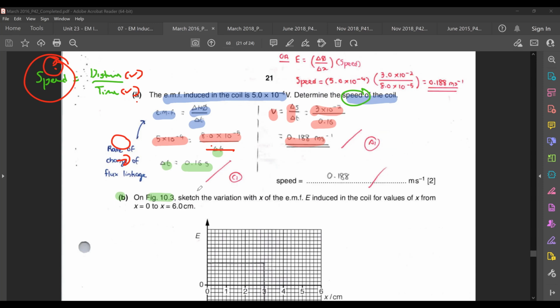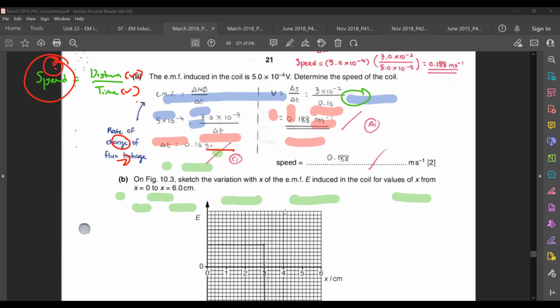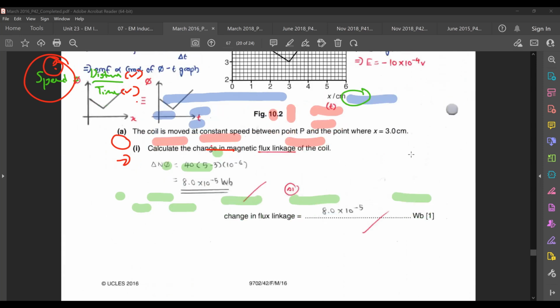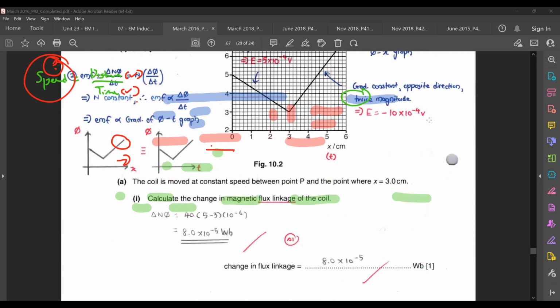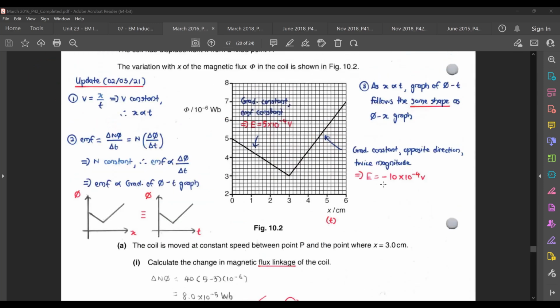On figure 10.3 below, sketch the variation with X of the EMF E induced in the coil for values of X from 0 to 6 centimeter. They now want you to find out the EMF induced from 0 to 6 centimeter. Now, same as what I mentioned to you for the past 2 questions, almost always you are going to look at the gradient in order to work out your EMF induced.